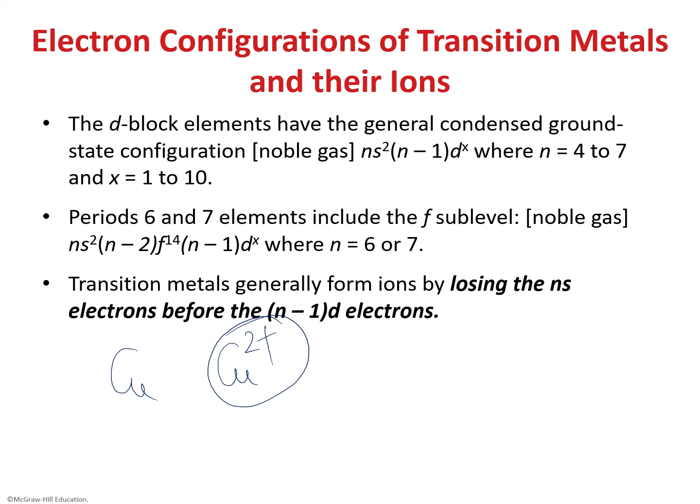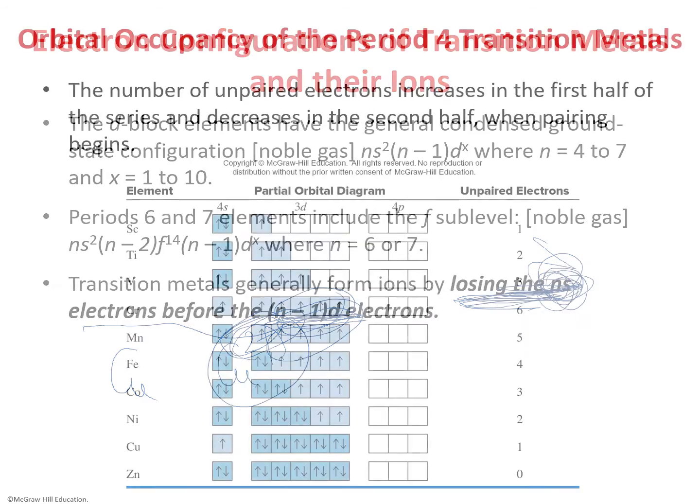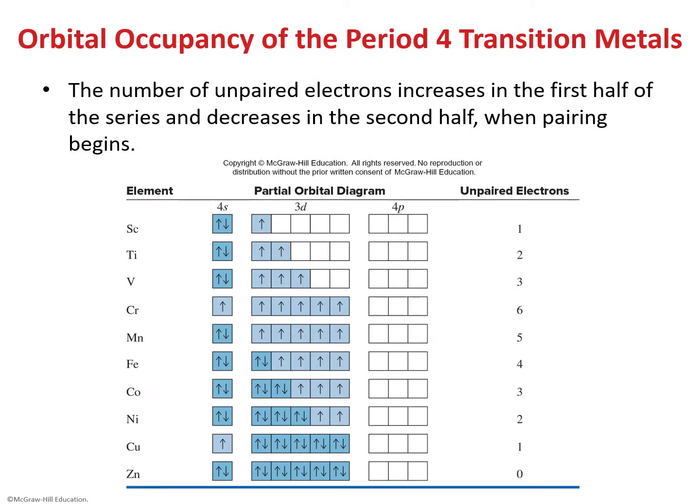So for instance, right here it tells you transition metals generally form ions by losing the ns electrons before the n-1 d electrons. So always take off the electrons from the s subshell, and then if you need more, you can take them off from the d subshell. Okay, so write the electronic configuration of copper first, and then take away 2 electrons, and take away those 2 electrons from s. Okay, we'll try one example now, and I will show it to you.